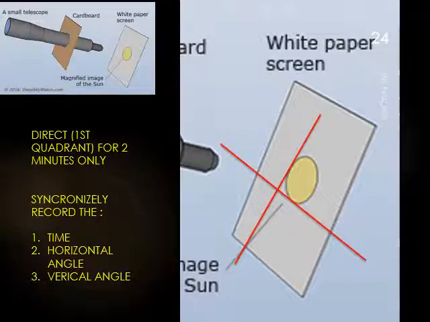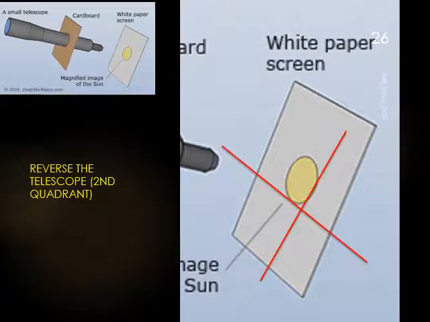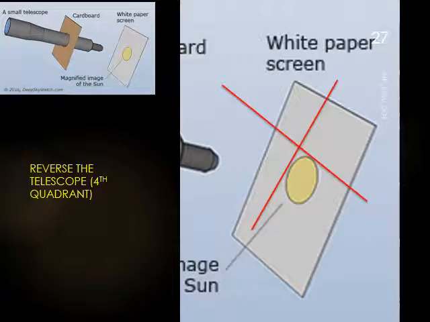For set 1, diba set 1 is direct, reverse, reverse. For set 1, direct, that is the first quadrant. So you need to synchronously record the time, horizontal angle, and vertical angle. This is for set 1 direct, ikaduha nga direct, nasa third quadrant, reverse na pod, first quadrant, second quadrant, and the third, and the fourth reverse, we have the fourth quadrant. So that is equivalent to one set, your direct, reverse, reverse observation. So all in all, that one set must not exceed 10 minutes.